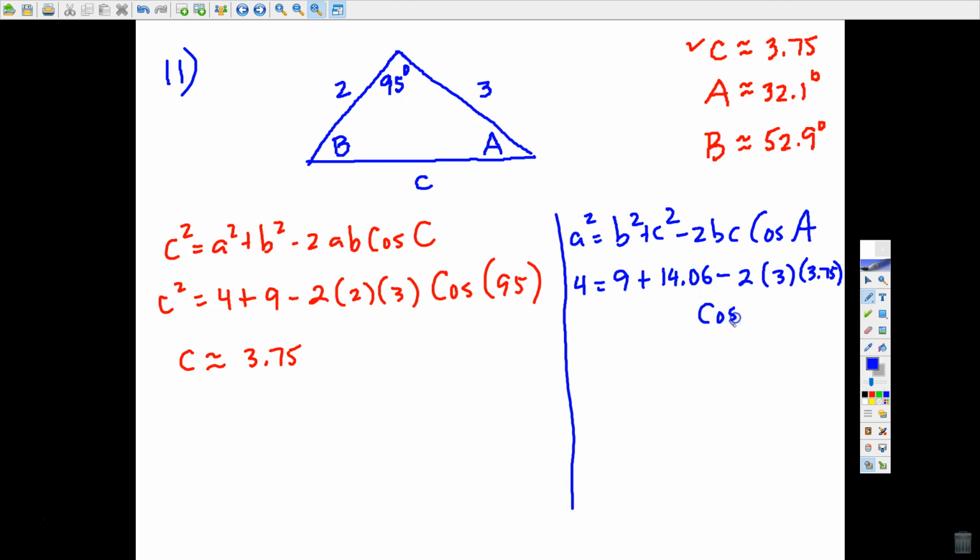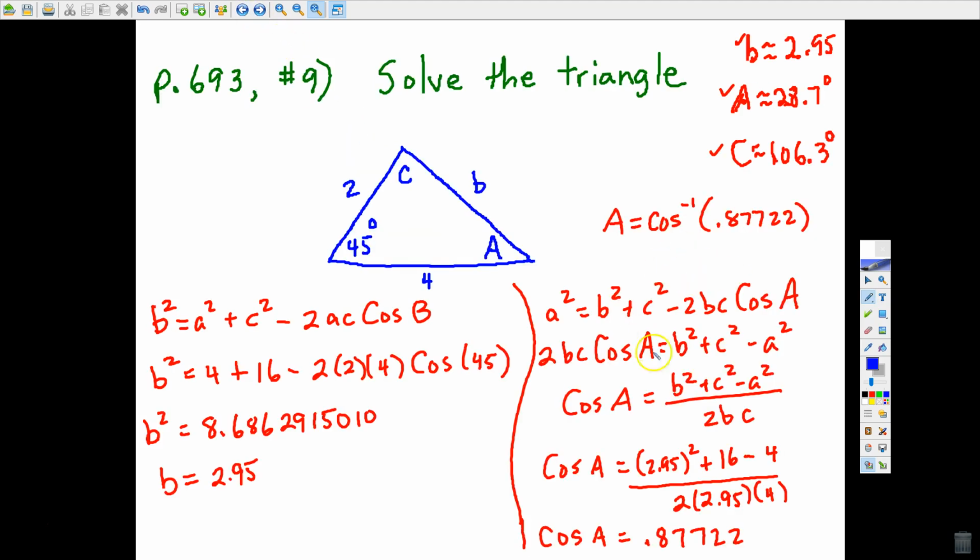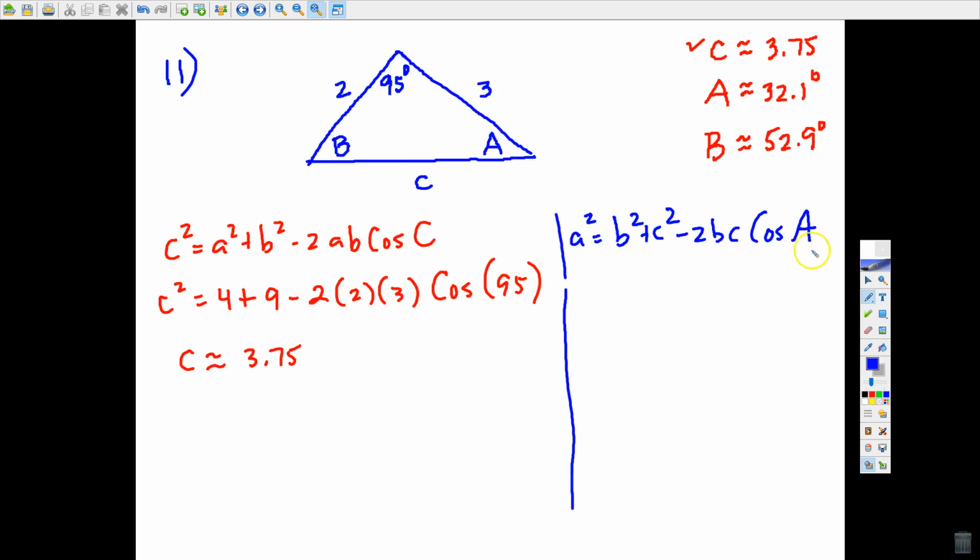and cosine A. Well, once again, let me go back. I should have solved this for A like I did before. Got a little carried away. So let's turn this around like I showed you over here. You'll get the answer either way, but I think it makes it easier if we just go ahead and set this up so that it's solved for A. So we're basically switching places, and then we'll end up dividing by 2bc in this case. So b squared plus c squared minus a squared divided by 2bc.